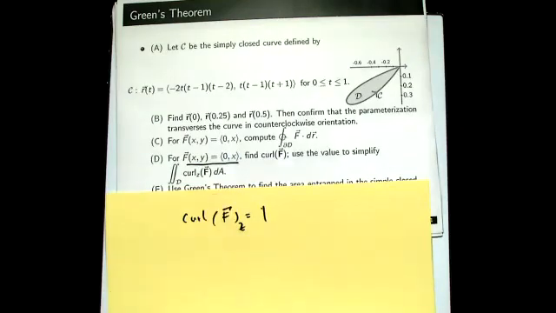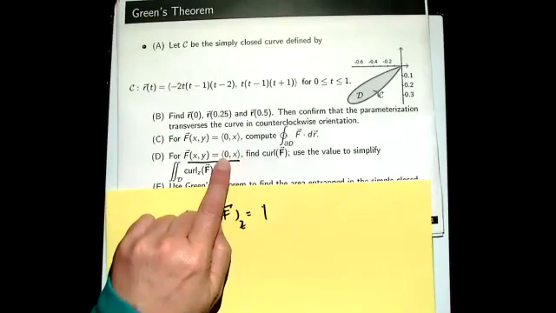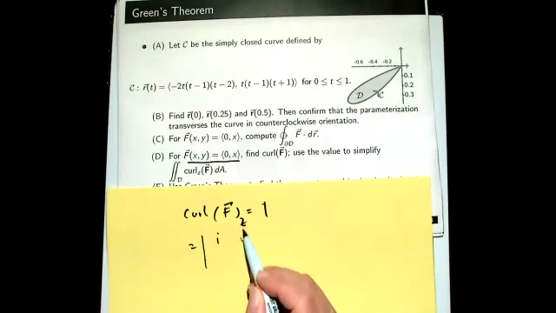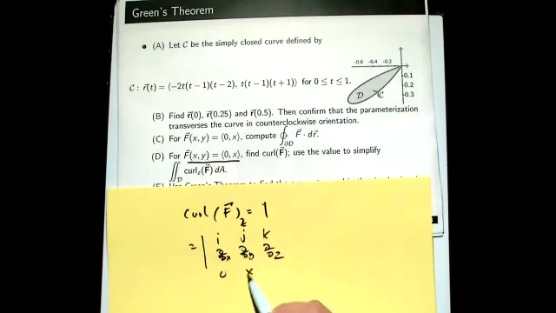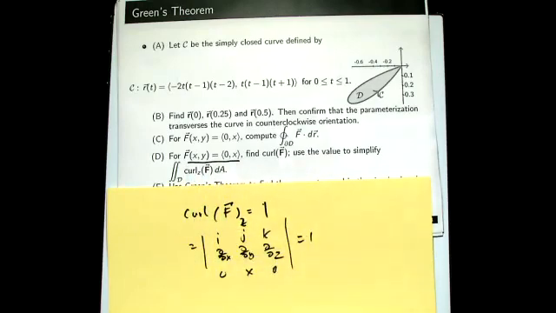The curl of that F: partial of that with respect to X is 1 minus partial of that with respect to Y is 0. So it's going to be 1. Let me write it down. This is going to be 1. That's the nice property of that.